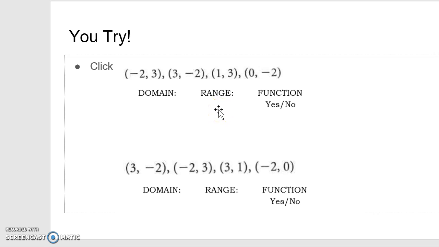When you list your domain and range values, you don't repeat numbers. So your range values are simply 3 and -2. Don't repeat the other ones.